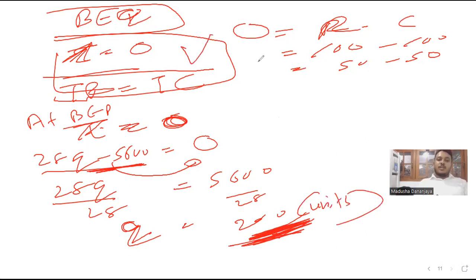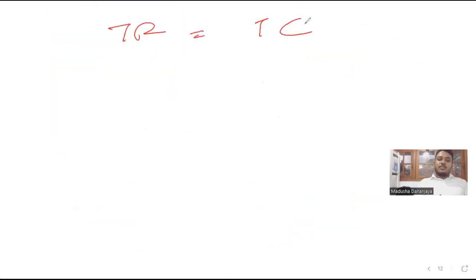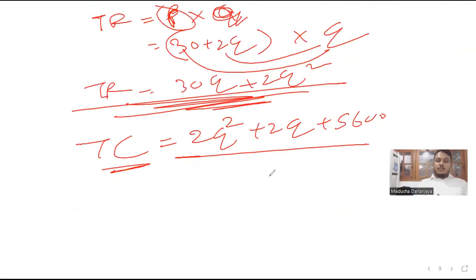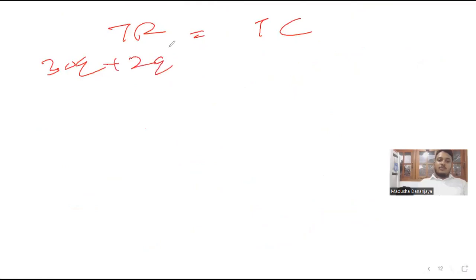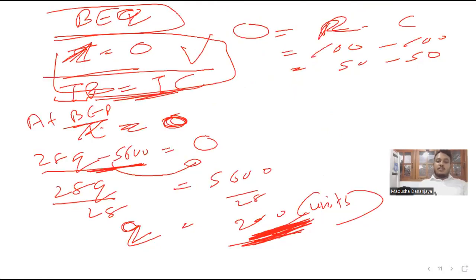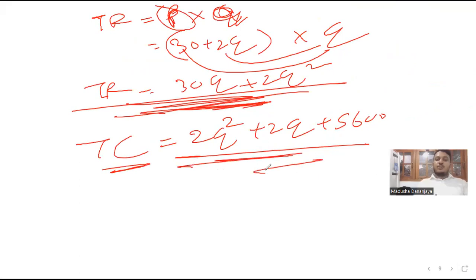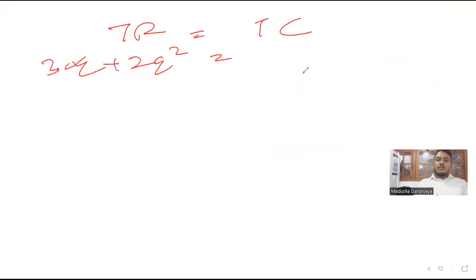Now we took this one. Now let me take this one: TR equals TC. You can take that one also. TR equals TC method. You have derived the TR function. What is the TR function? The TR function is 30Q plus 2Q squared. What is the TC function? TC was 2Q squared plus 2Q plus 5600.